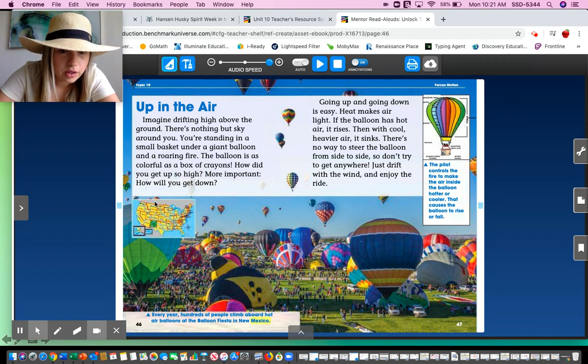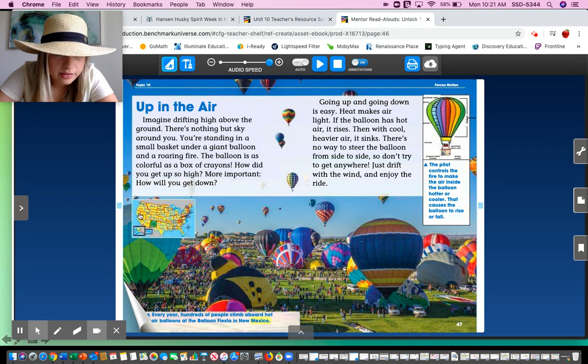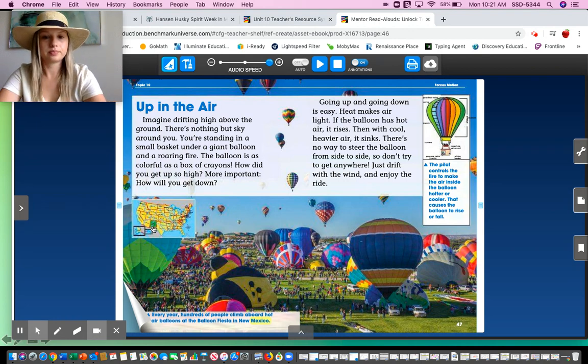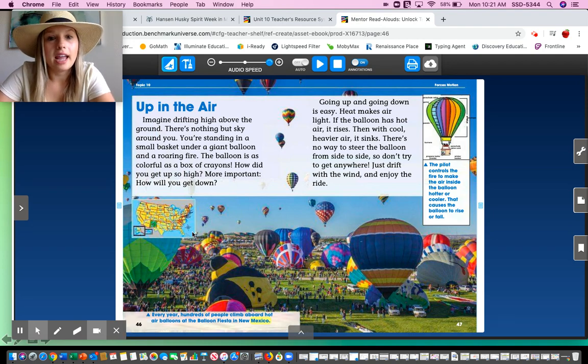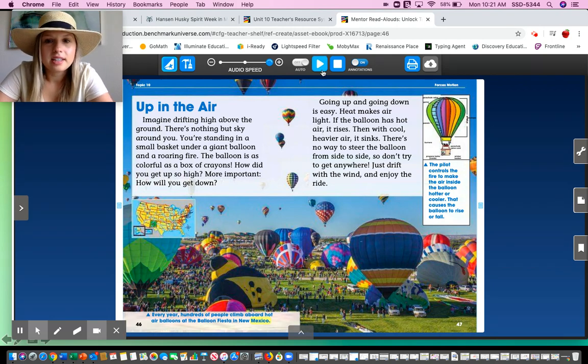So if you look at the map here, it's showing you where New Mexico is, right there, that little green one. So we're over here in California. New Mexico is this green one right here. And this is a map of the United States. And I can't zoom in on it, so it's kind of hard to see, but that's where New Mexico is. Let's continue reading.